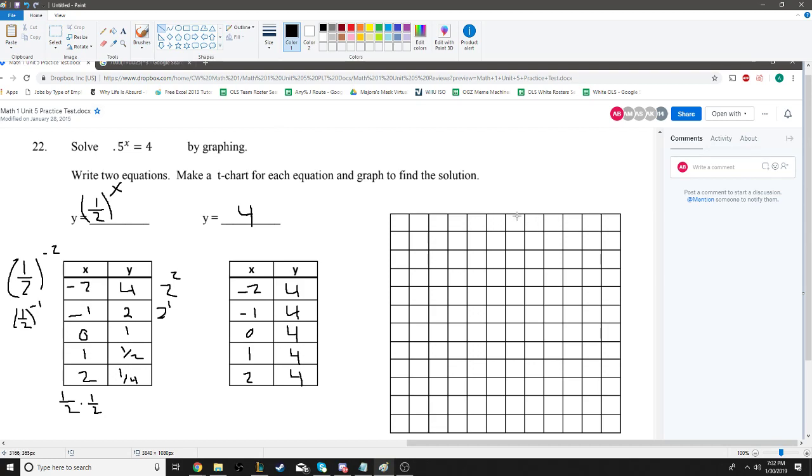So when you do your graph, here's our graph. Let's make some points. -2, 4. There's a point. -1, 2. There's a point. 0, 1. There's a point. 1, 1/2. And 2, 1/4. So really what's happening with this function is you got a curve going on.